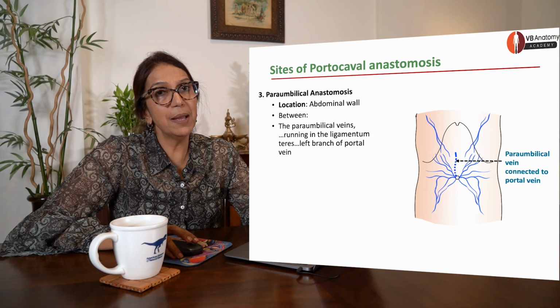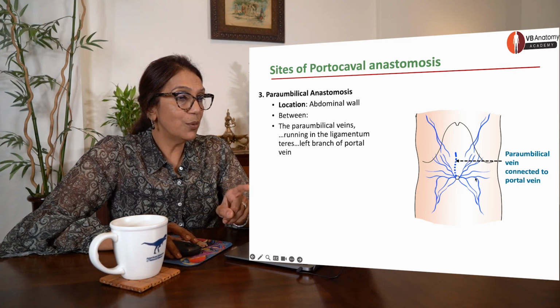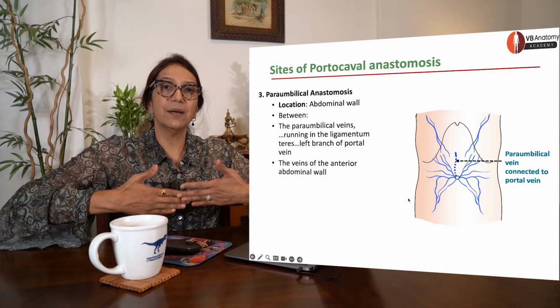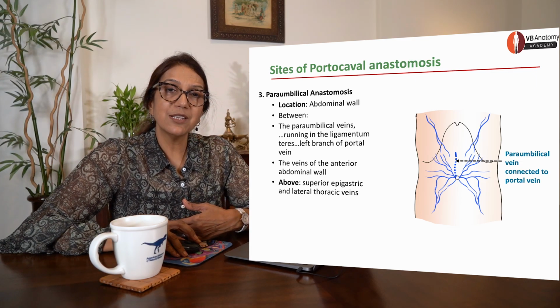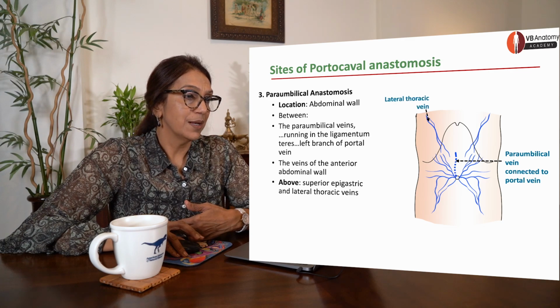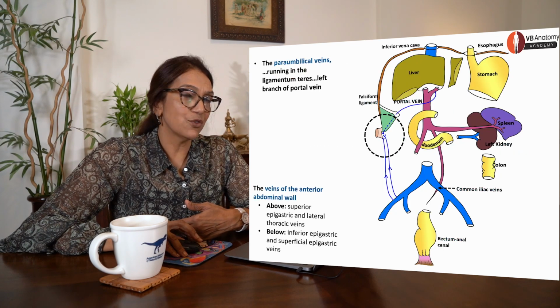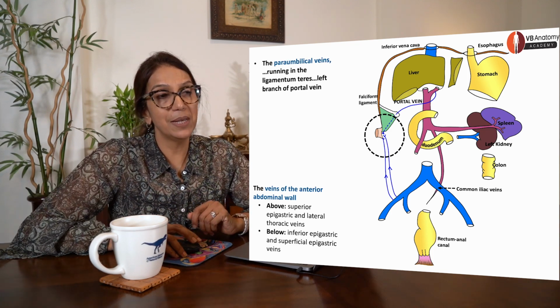Therefore, if there is portal hypertension, it is transferred onto the paraumbilical veins, which now in the region of the umbilicus anastomose with the veins of the anterior abdominal wall. Which veins? Superior epigastric, lateral thoracic. In the lower part of the abdomen, superficial epigastric veins. All these are now available for the paraumbilical veins.